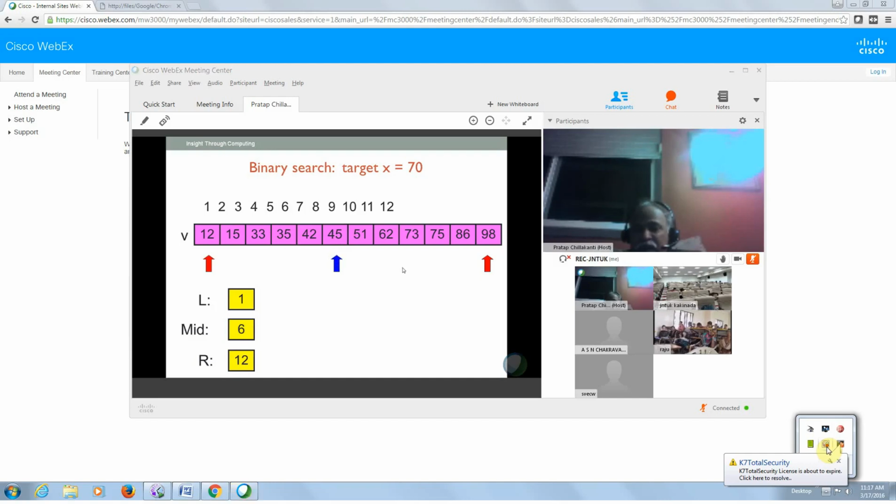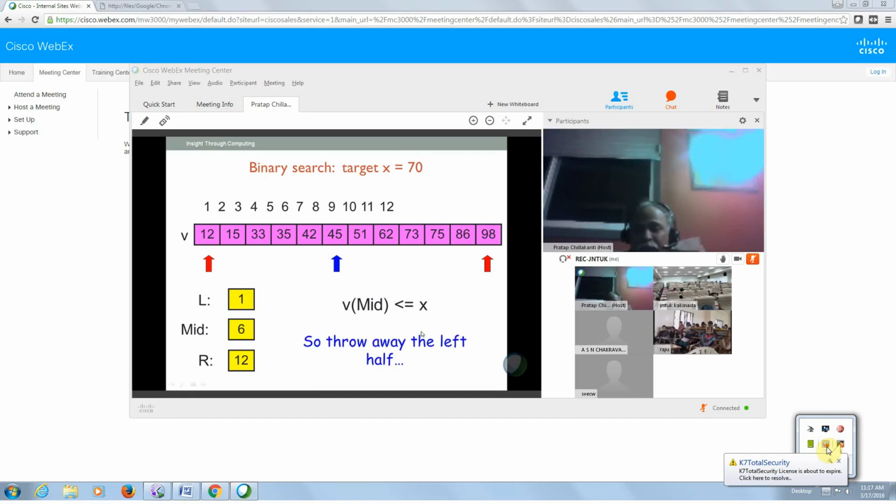See the different arrows here. So you follow this thing here, and let me see how the illustration moves there, right? So V of middle is less than or equal to X. Then you are going to throw away the left half.